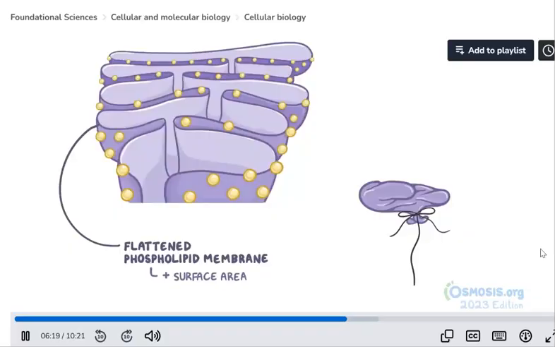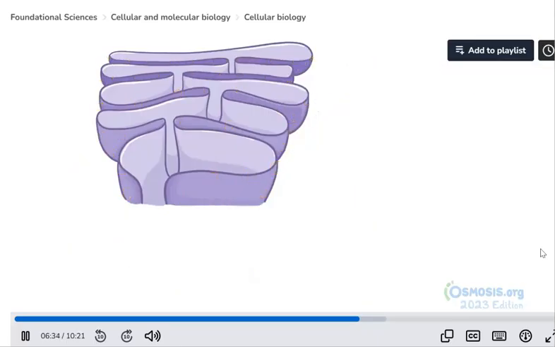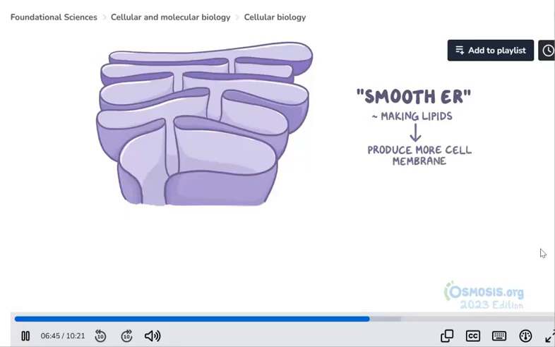The part of the endoplasmic reticulum that produces protein is called the rough endoplasmic reticulum, since the ribosomes resemble tiny little bumps that make the endoplasmic reticulum look rough under an electron microscope. There's also a smooth type of endoplasmic reticulum, which is involved in making lipids, like cholesterol and phospholipids. And the cell can use this for producing more cell membrane.